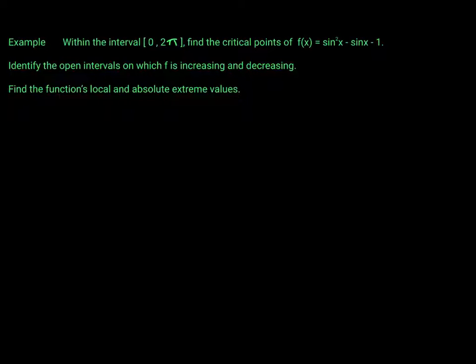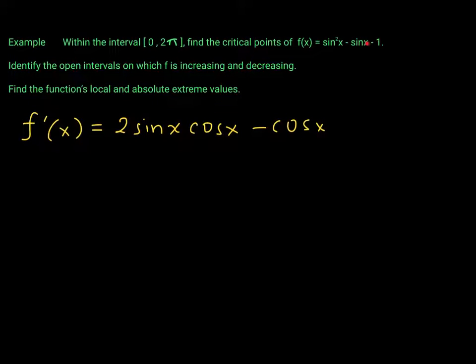All right, first things first, folks, let's find the derivative function. So f prime of x, let's go. It is equal to, in order to find the derivative of sine squared of x, we're going to need the power rule. So we're going to say this is equal to 2 times sine of x, and then times the derivative of sine of x, which is cosine x, minus, and then the derivative of sine of x, again, is cosine x. And then the derivative of negative 1 is just 0. So this is the derivative function.